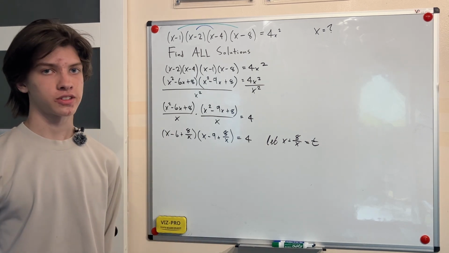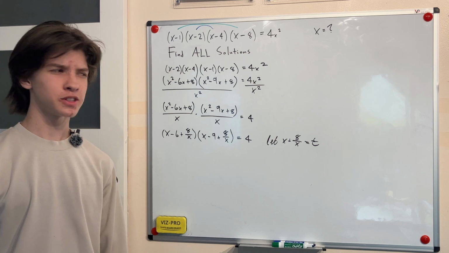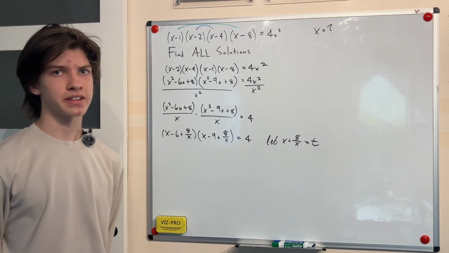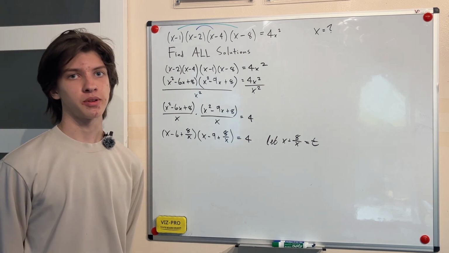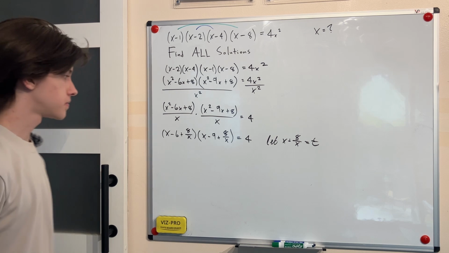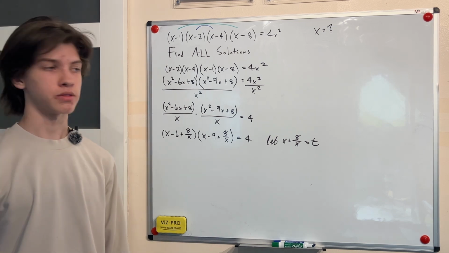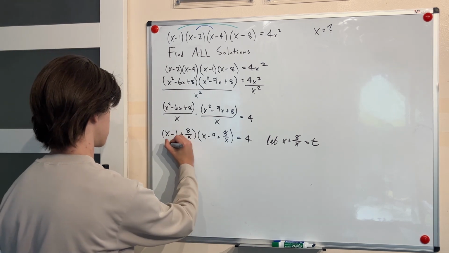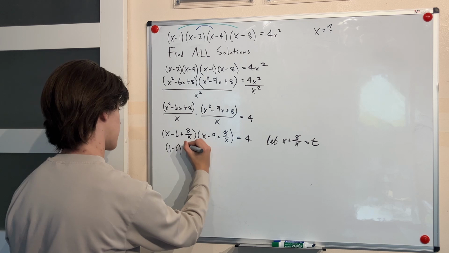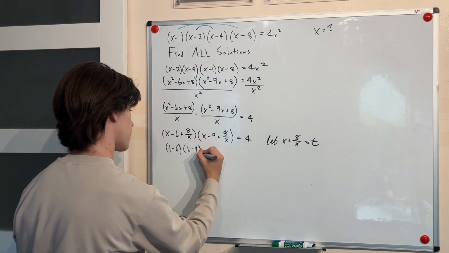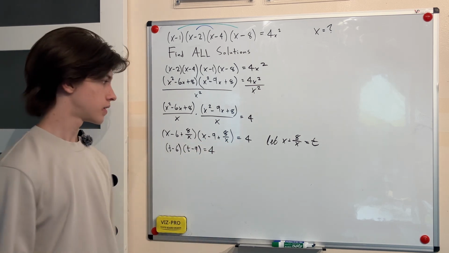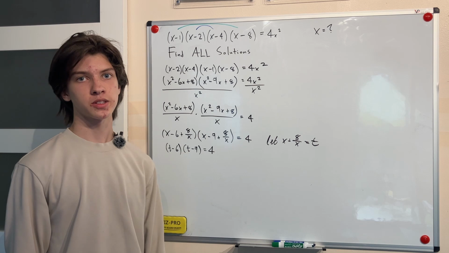And if you watched my last video, this is also a very similar way how I solved another quartic polynomial equation. So let's move on with this. So we get that t minus 6 times t minus 9 is equal to 4. So now let's solve our 2 quadratics.